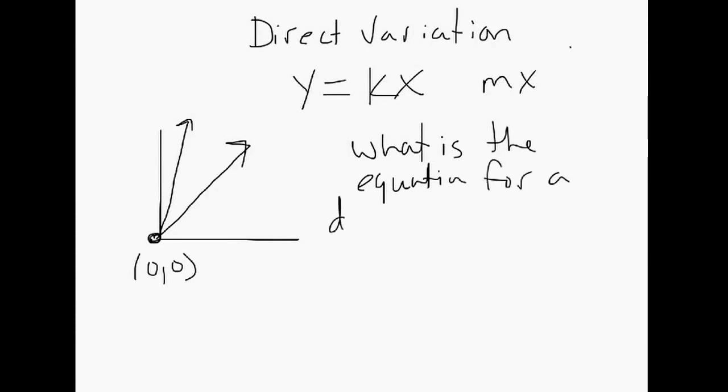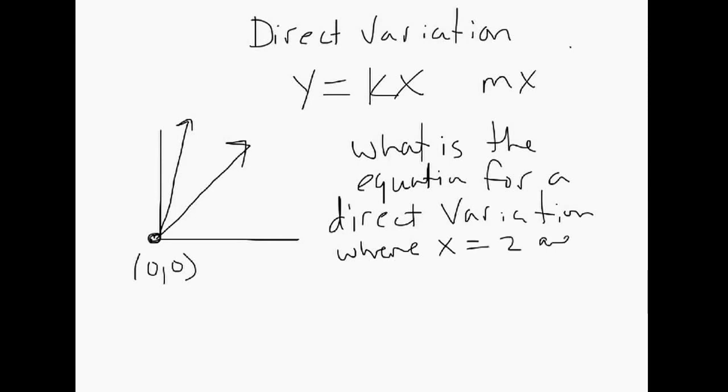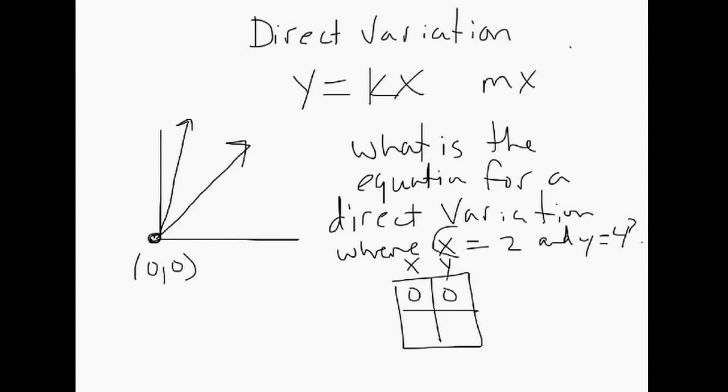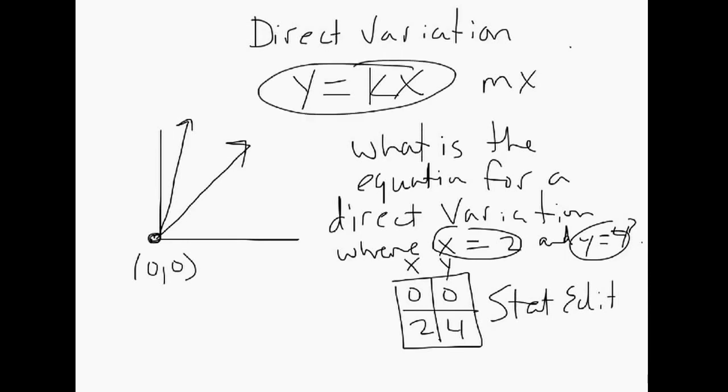Okay, so if somebody asks you what is the equation for a direct variation where x equals 2 and y equals 4, then you could kind of make your own table here. We know 0, 0 always goes in there. We would take the 2 points that they gave us, x equals 2, y equals 4, and we could do stat edit with this, and that would give us our equation. Okay? So it's y equals kx, so it's some number x. It goes through the origin, always crosses 0, 0. If we have another point, we could do stat edit to get the equation.